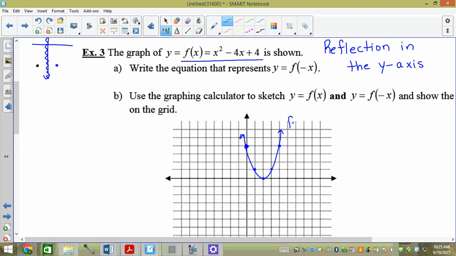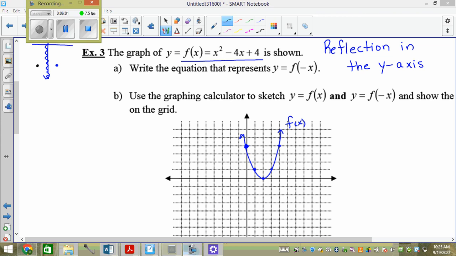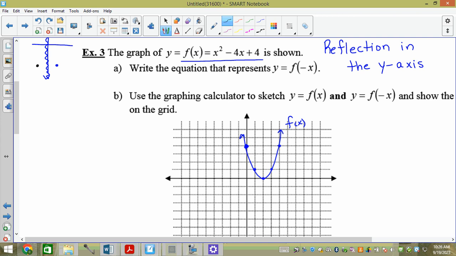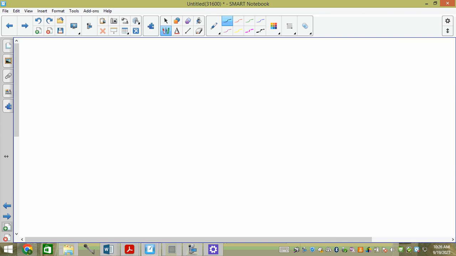So this is f of x. Grade 10, ready? We always go back to grade 10. Grade 10 is the best of times. It was the best of times. There was no worst of times. It was the best. So in grade 10, your teacher gave you this.